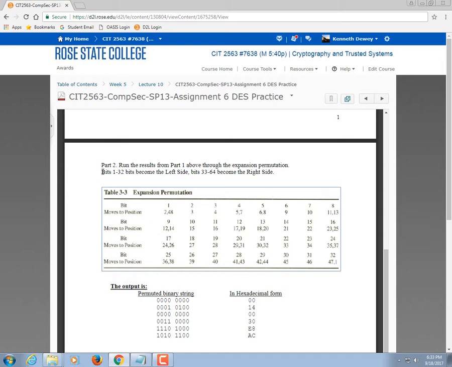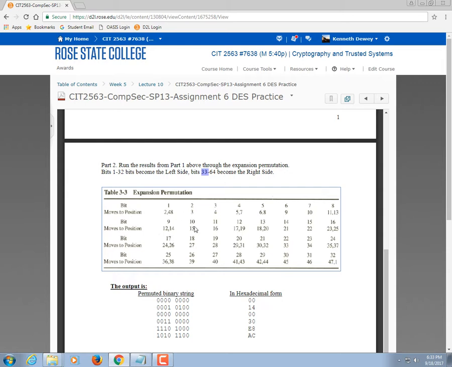Remember when we took our initial 64 bits? We broke it apart. Which one are we working with? We're working with the right one. So are we working with bits 1 through 32, or are we working with 33 through 64? 33 through 64. So bit 33 is the one you're really using as bit 1 for this part.